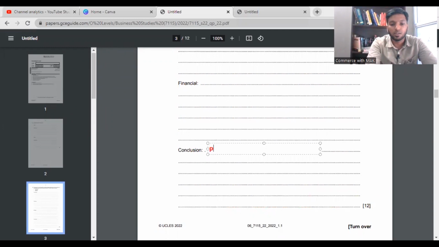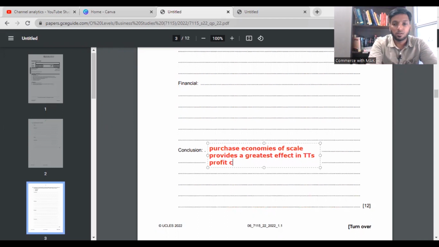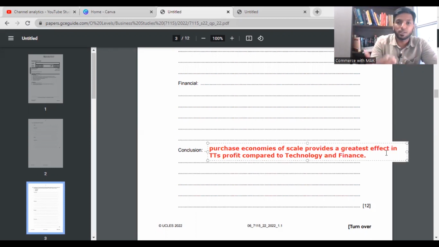Good return. So I'll write here, purchase economies of scale provides the greatest effect in TT's profit compared to technology and finance. So I gave my conclusion. I'm not stopping here, and I should say why I'm saying technology is worse and finance is worse.